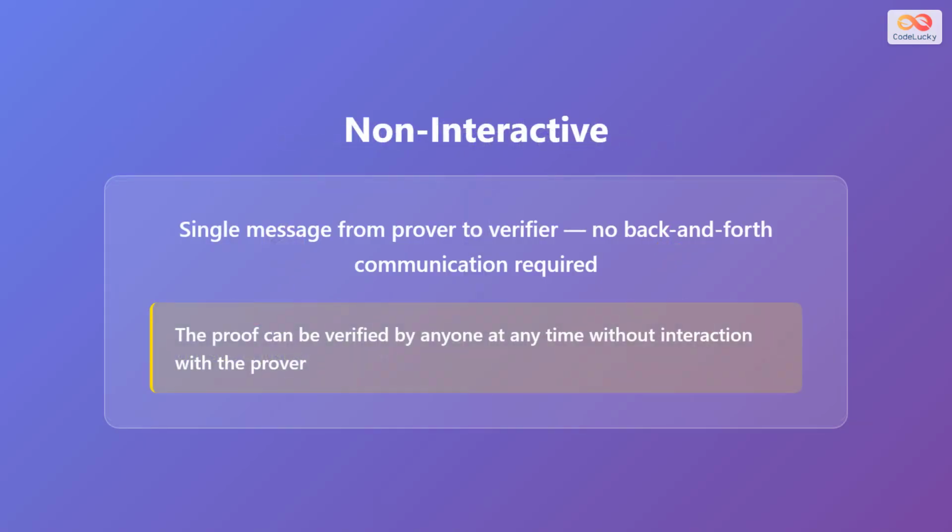The non-interactive nature of zk-SNARK is a game-changer for practical applications. Traditional proof systems often require multiple rounds of communication between the prover and verifier, sending messages back and forth. With zk-SNARK, the prover generates a single proof and sends it to the verifier. That's it. No further interaction is needed. This proof can then be verified by anyone at any time without needing to contact the original prover. This property makes zk-SNARK perfect for blockchain applications and other scenarios where continuous interaction isn't feasible.